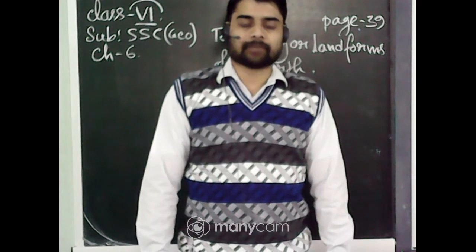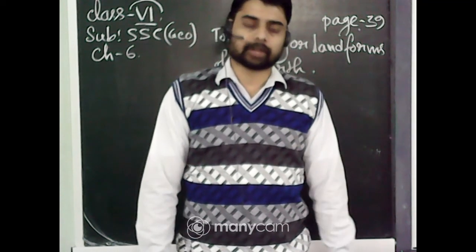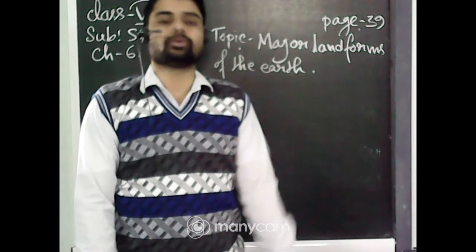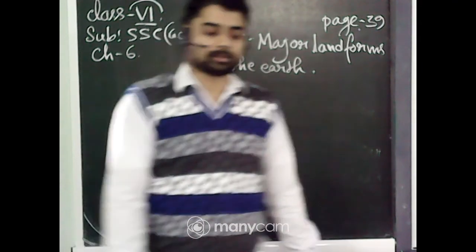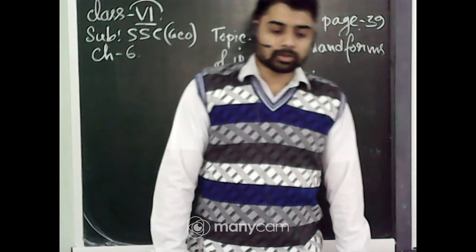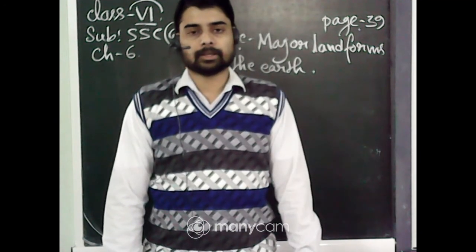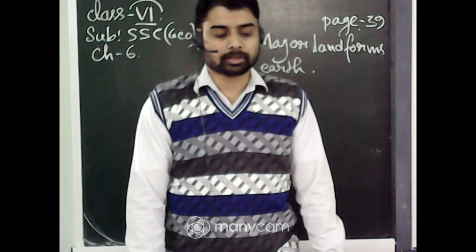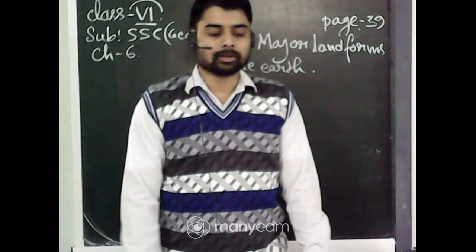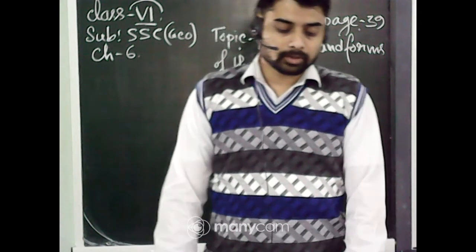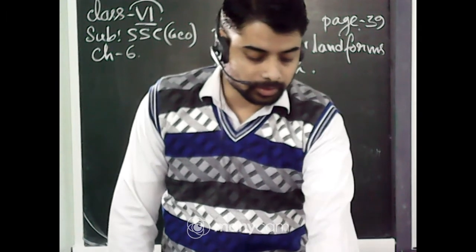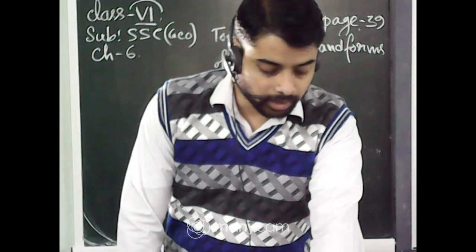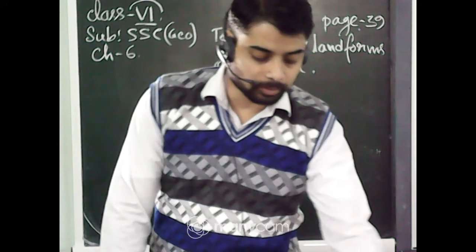From the name of the chapter, you can easily understand that we will discuss the major landforms found in the world. You must have seen some of the landform features shown in figure number 6.1 in your book. A beautiful colorful picture is present, and in this picture you can see the different landforms such as mountains, plateaus, mountain range, basin, plains, all these things mentioned.